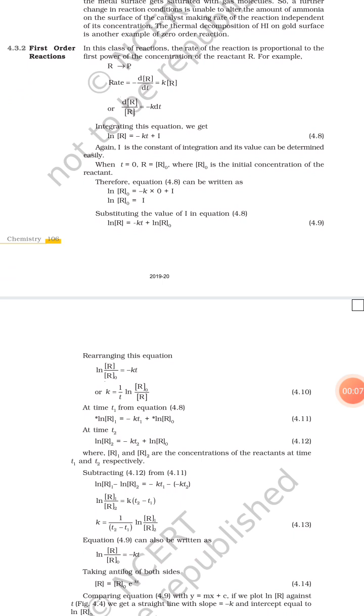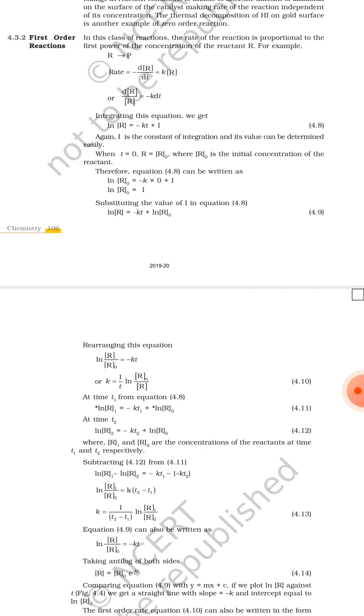Today we will learn about the subtopic first order reaction. It's based on the chemical kinetics chapter. For this chapter I have referred to NCERT textbooks for the CBSE board, 12th standard chemistry.